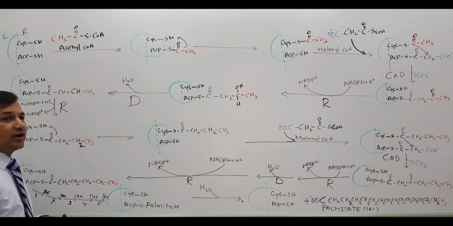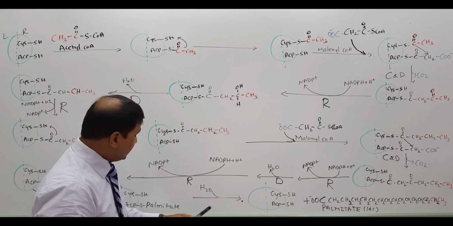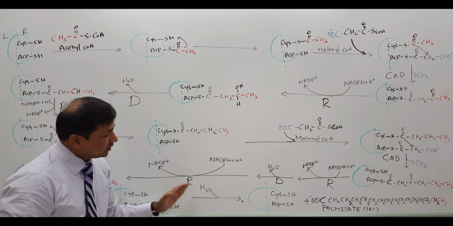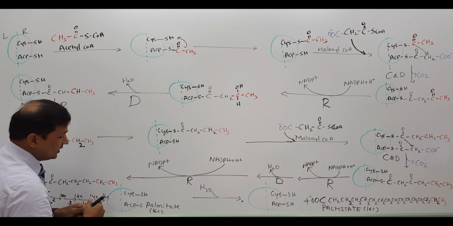So that is what happens. So we have a 16-carbon palmitate here. So there is a palmitate, which is 16 carbon, present in the ACP position. Now what happens? The thioesterase enzyme brings water and breaks the molecule. That means it is going to break this bond here and then release palmitate. So 16-carbon palmitate is released.